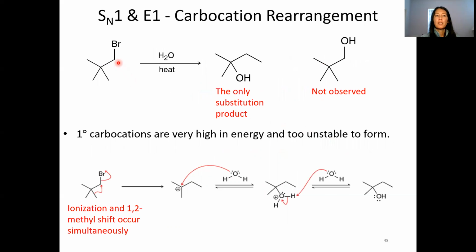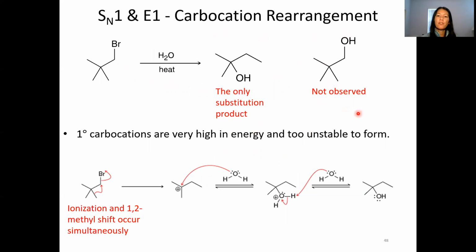Primary is not so good. And this isn't going to give this free primary carbocation because it's so unstable. So what's interesting is you don't get this huge mixture of products. You actually only get one after a rearrangement, and none of this is observed.